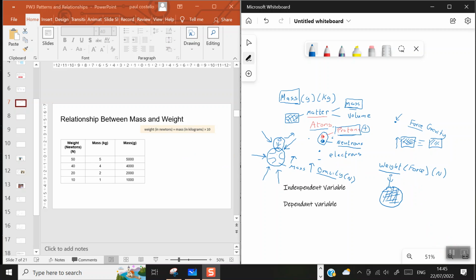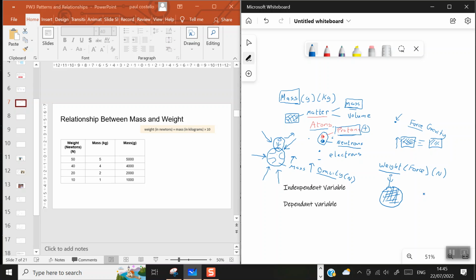Because of the mass of the Earth and the force of gravity from the Earth, it exerts a force on your body, and that's what weight is. So weight is the force of gravity from the Earth pulling your body, which is made up of atoms, which has a mass, towards the Earth. So that's what we're talking about when we talk about weight.